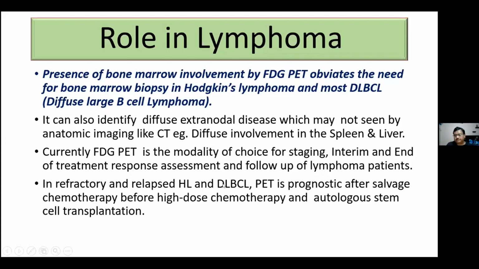Now, a special point which I want to tell is that in refractory and relapsed HL and DLBCL, PET is prognostic when you give a salvage chemotherapy. So if you want to give a high-dose chemotherapy and you want to see a PET scan, how is the PET scan after the salvage chemotherapy? PET is very much prognostic in those cases for a high-dose chemotherapy and an autologous stem cell transplantation. So these cases come to us, and the clinician wants to know how the patient, who failed or had a relapse with HL or DLBCL, is doing with the salvage chemotherapy.